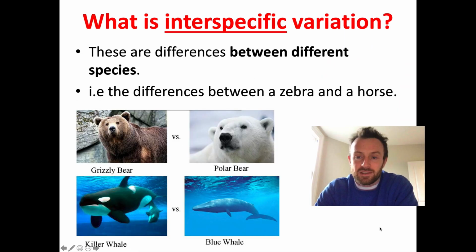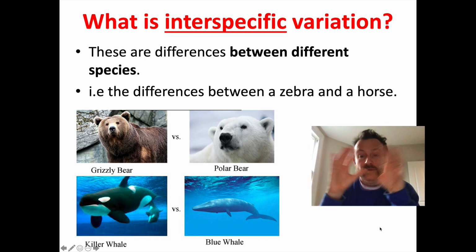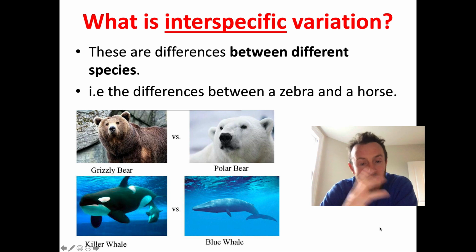What about interspecific variation? Now really focus on the difference between intra, which means in one species, and inter, which is between different species. So interspecific variation is differences between, for example, a zebra and a horse, or a grizzly bear and a polar bear. So sometimes it can be a bit difficult to spot the variation, to really distinguish, but here we've obviously got fur colour, slightly different head shape, and that sort of thing enables us to distinguish grizzly bears from polar bears. Another example, killer whale versus blue whale. So that's interspecific variation. Okay, so we've covered intra versus inter.